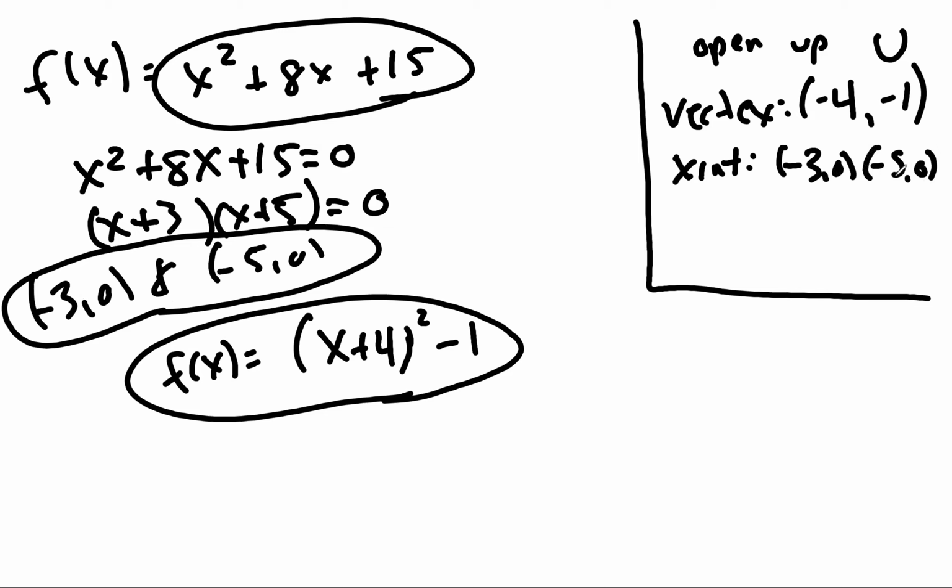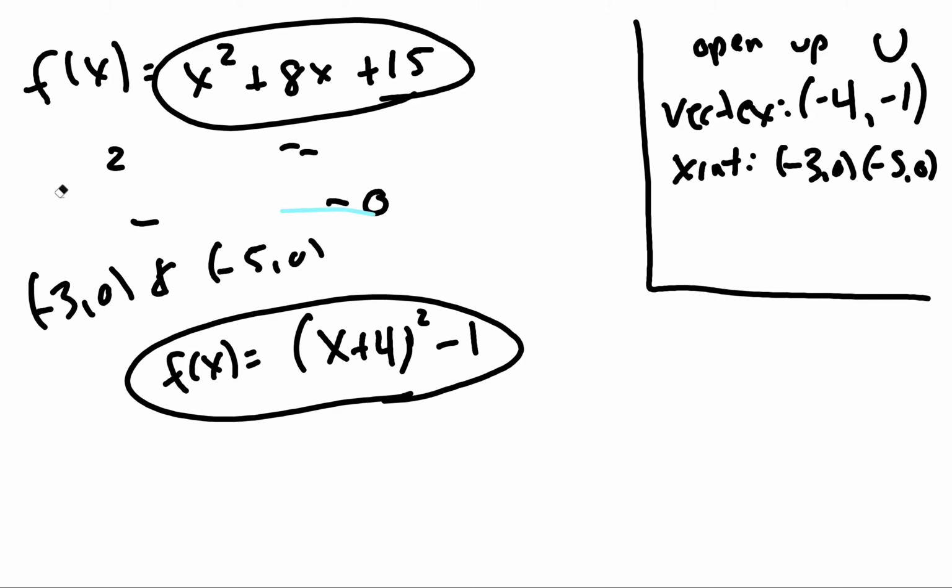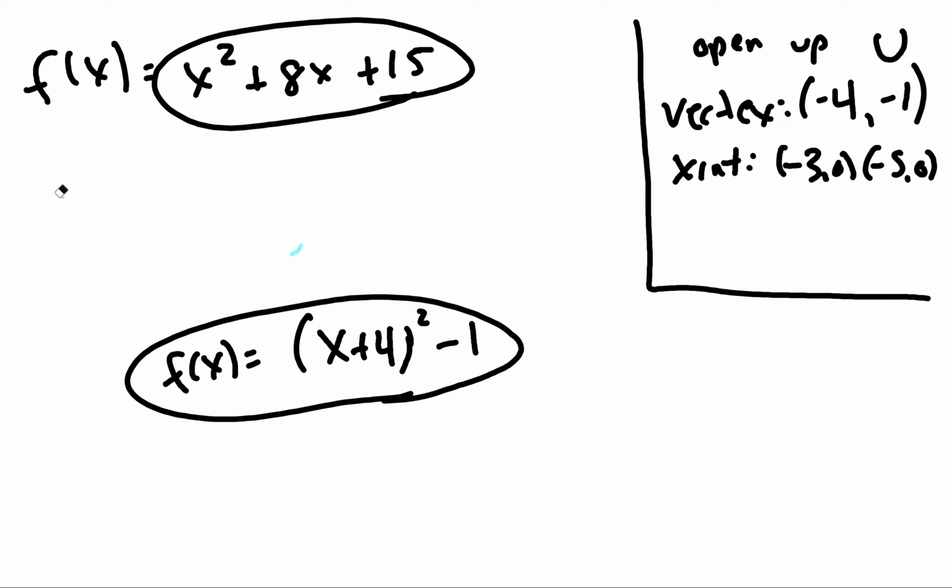Okay. And so now I need 2 other points. What I'm going to do is look at my vertex, and I have a -4 as my x value. Well, I've already used -3 and -5, so I want to pick some values that are still close, but I can't pick -3 and -5 because I already picked those. And so what if I let x be -2? How about that?